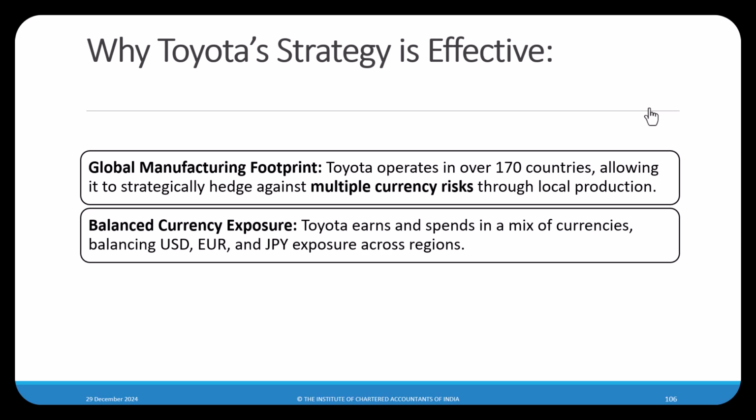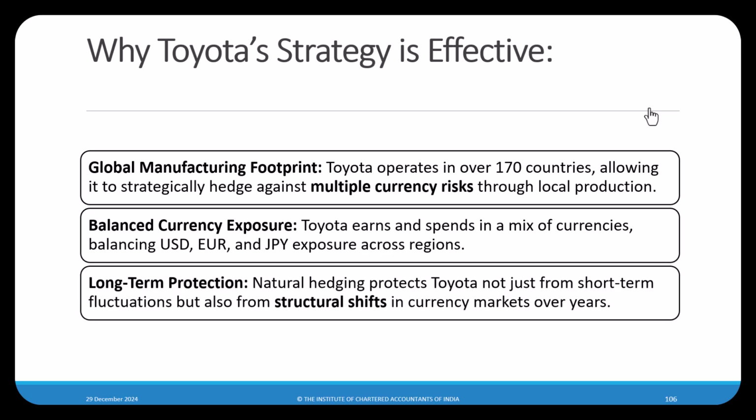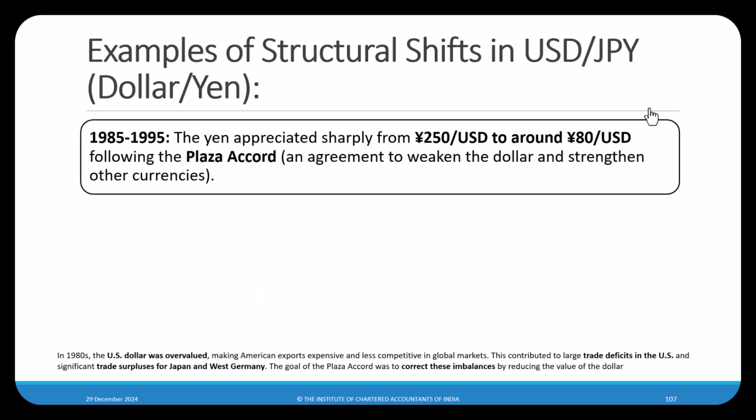Balanced currency exposure. Toyota earns and spends a mix of currencies, balancing US dollar, euro and Japanese yen exposure across the region. Long-term protection. Natural hedging protects Toyota not just from short-term fluctuation but also from structural shifts. As we have seen, there have been a lot of structural shifts in the Japanese yen versus the dollar over the years. So, examples of structural shifts in USD and Japanese yen.